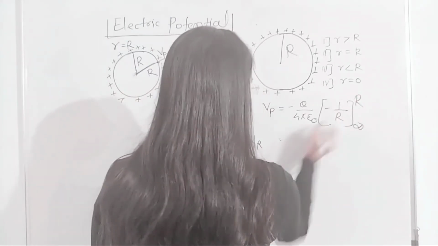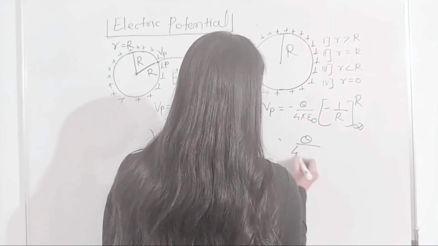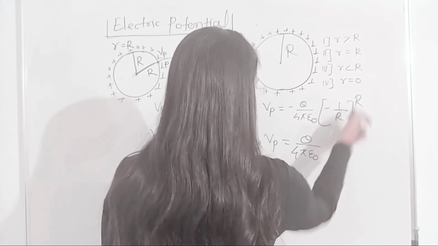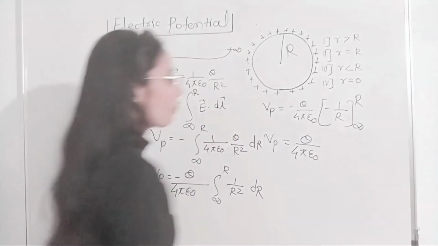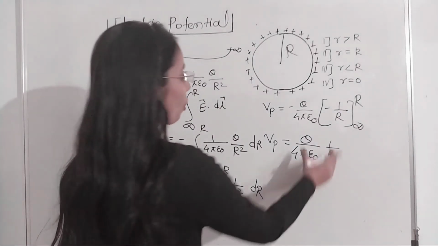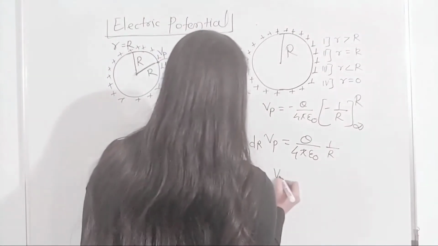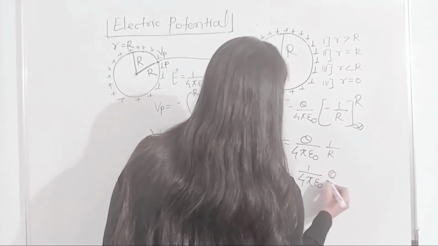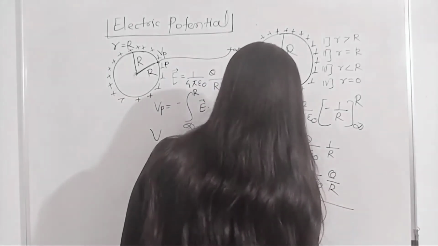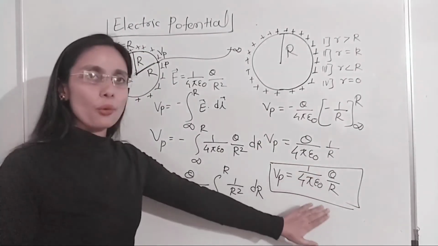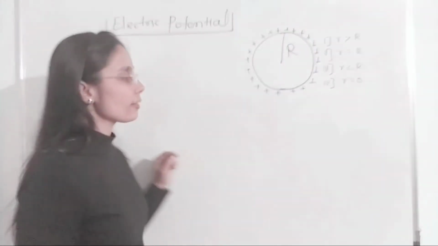So this is minus minus plus Q by 4 pi epsilon naught. Vp is equal to 1 by R when we put the upper limit, and when we put the lower limit it becomes 0. So Vp is equal to 1 by 4 pi epsilon naught Q by R. So this is the electric potential on the surface of the hollow sphere, that is 1 upon 4 pi epsilon naught Q by R.